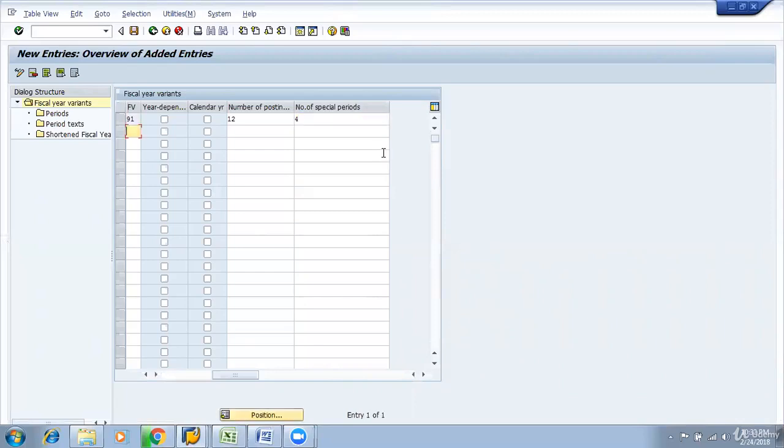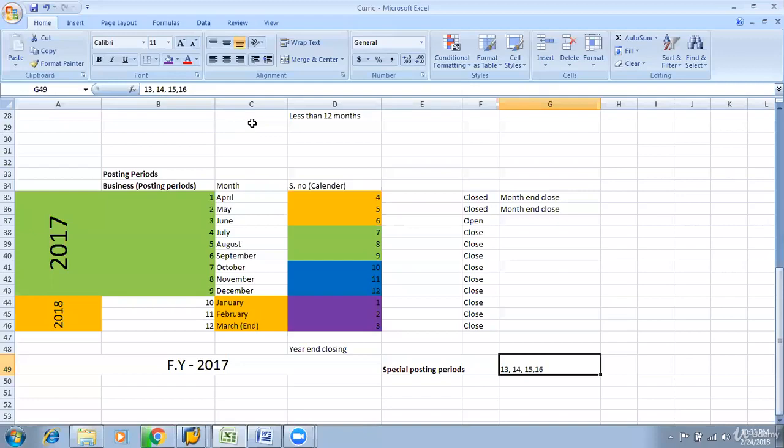Now, time for my interview question. How many posting periods can be maintained? 1, 2, 3. How many digits is the system accepting? Three digits here. So the maximum number of posting periods that can be maintained is 999.